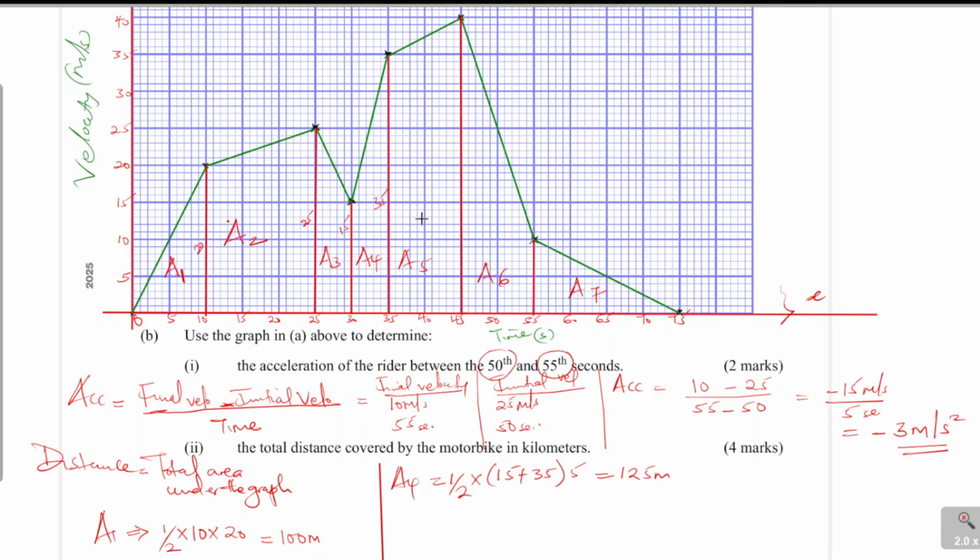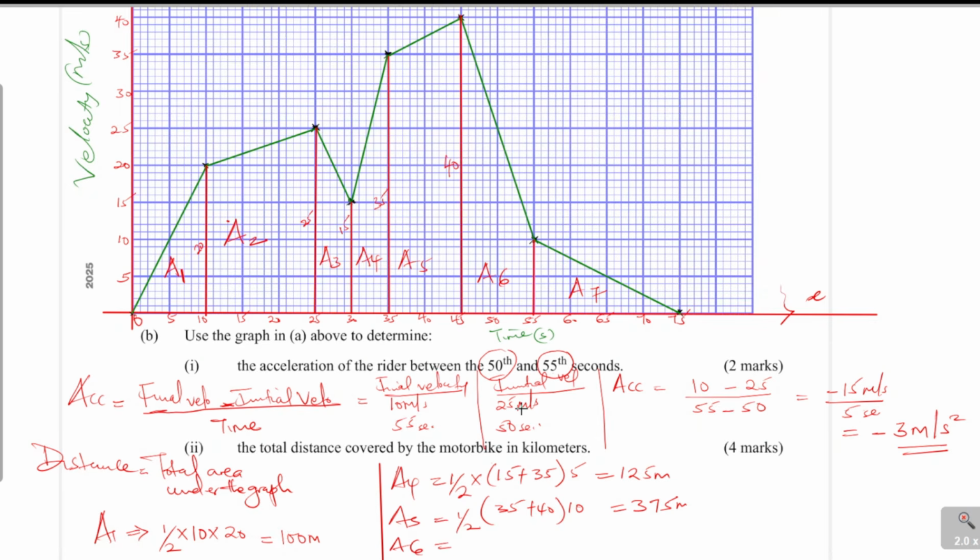We go to area 5. Area 5 is here. This one is a trapezium still. This height is 35 and this one is 40. So area 5 is a half times the sum of the two parallel sides, which is 35 and 40, times the height from 35 to 45. That is a difference of 10. When you multiply that, that will give 375 meters.